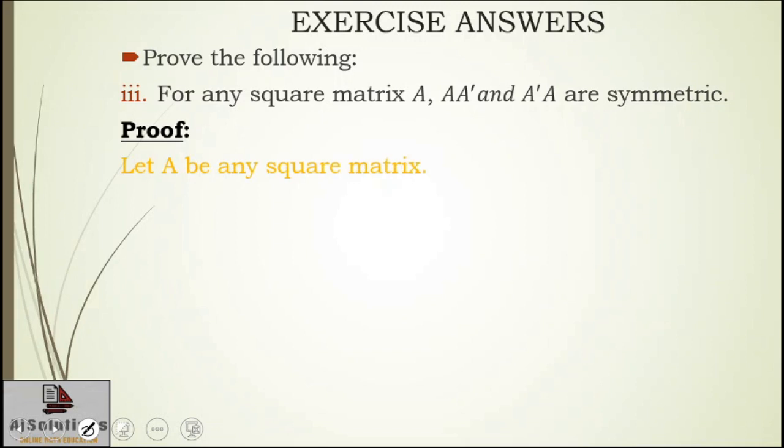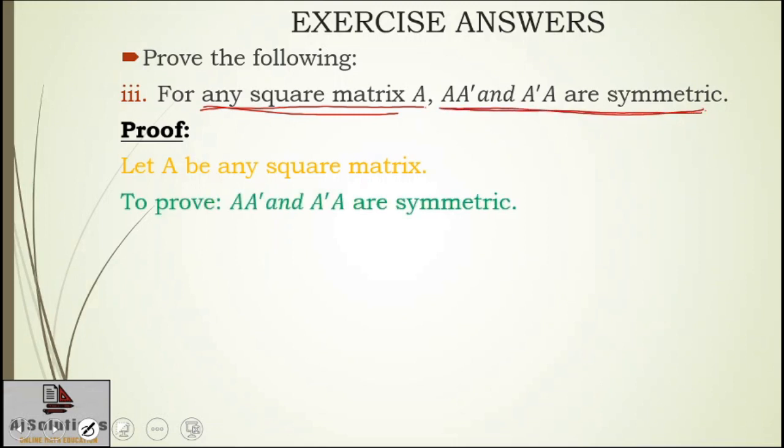Here is your step number 1. Here we are talking about any square matrix A. So I have taken A to be any square matrix. Here we are not talking about a symmetric square matrix A or a skew symmetric square matrix A. A is any random square matrix. And after that, step number 2, to prove. So you'll write to prove.